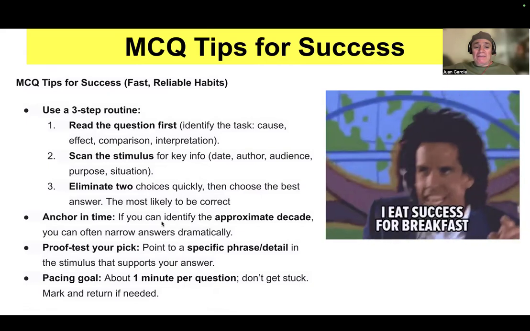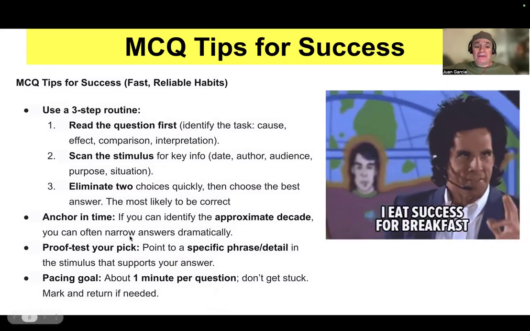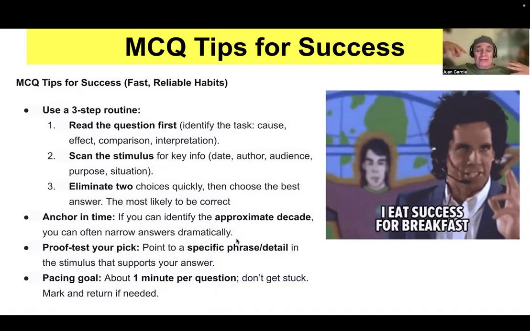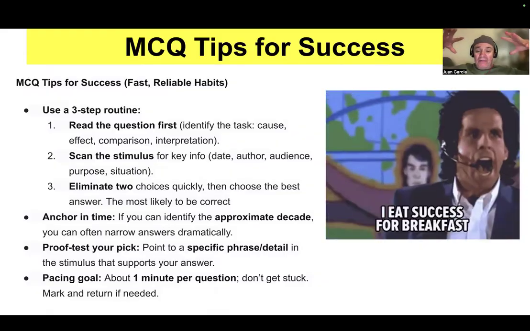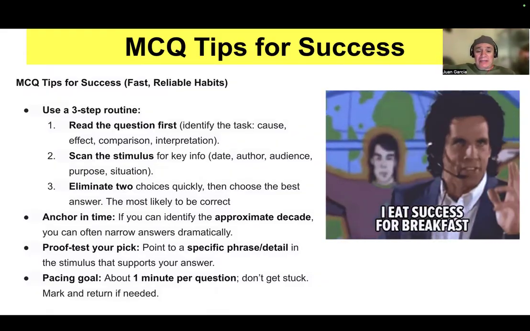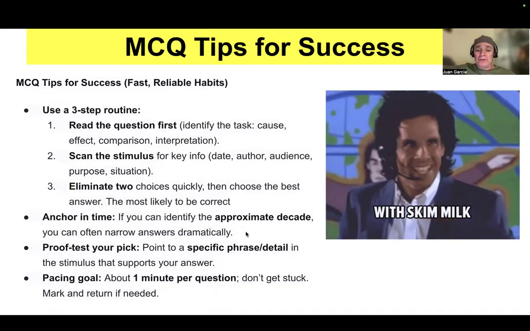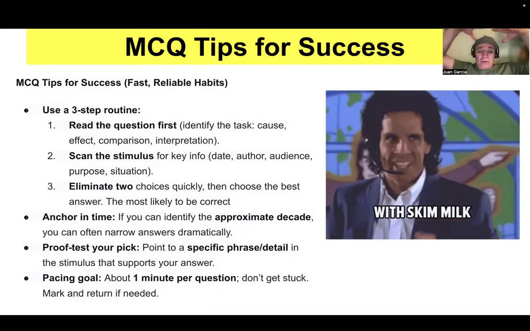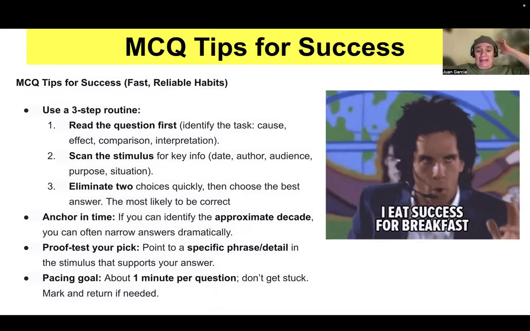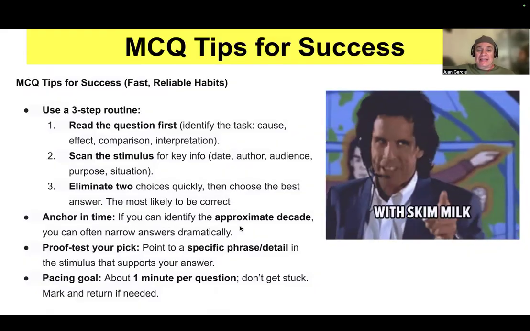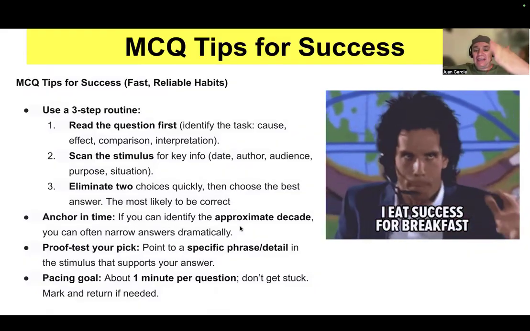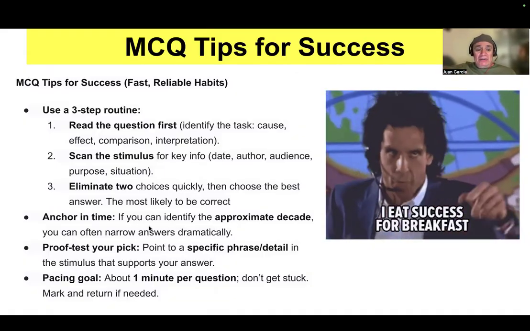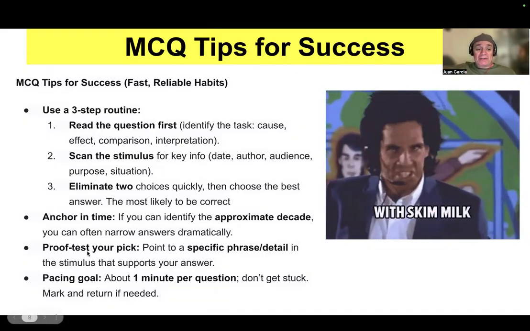Anchoring time. If you can identify the approximate decade, you can often narrow answers dramatically. History is like a timeline. So you're looking at cause and effect, and the questions will take you all across the time periods in APUSH. So it's good for you to look at history like a movie. What happened first, second, third, fourth, and who are the good guys and who are the bad guys, and why things are the way they are right now. So you're finding an explanation. It's like a domino effect. One thing leads to another. Make sure you're able to understand your time periods and how things change over time.